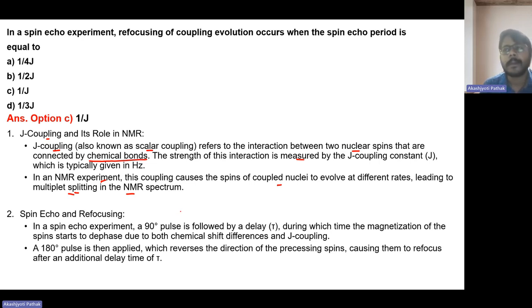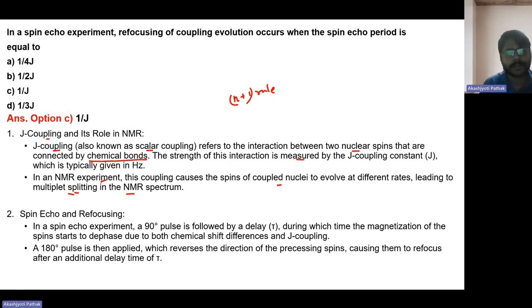We also solved problems and numericals on what the splitting will be, on how many peaks it will split into. We all discussed all those concepts also. That was based on the n+1 rule, right? That is what determines the splitting, the intensity and splitting of the peaks in the frequency domain.